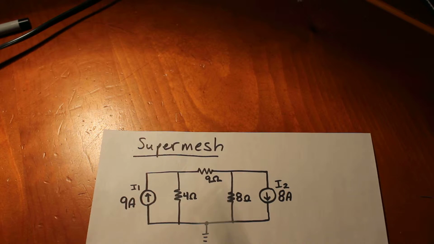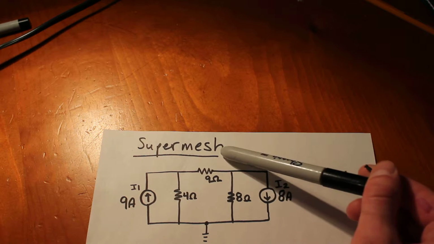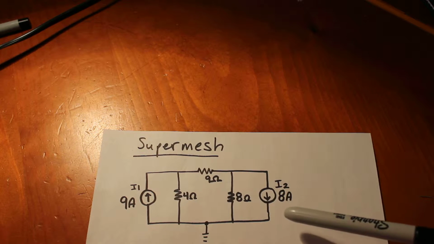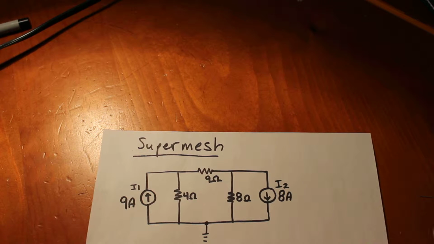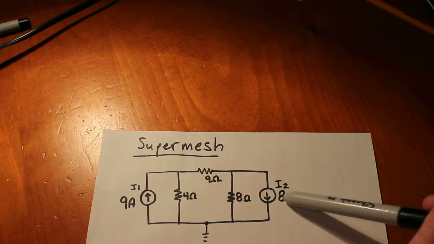Sometimes you'll get a voltage source and a current source, and in that case you need to know how to apply the super mesh to that portion of the circuit. Maybe we'll do another question with both a voltage source and a current source. Let me know if you might be interested in that. But for starters, we'll just tackle this one.